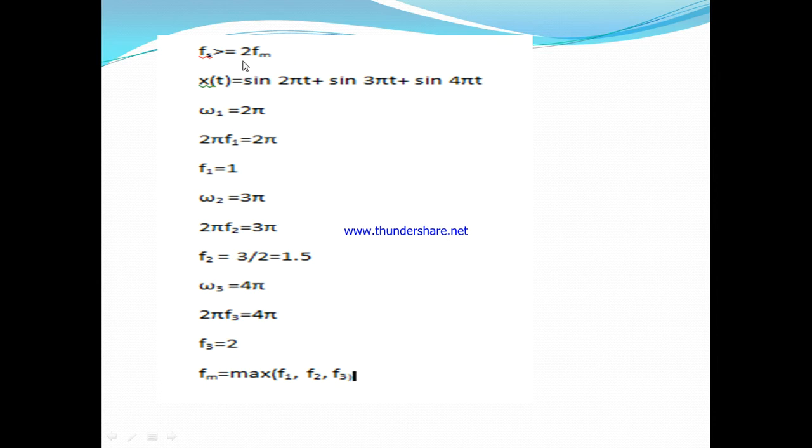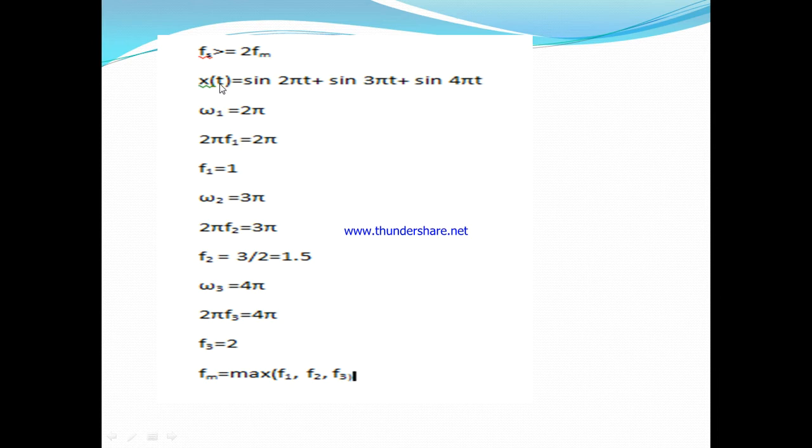So this is the condition for the sampling theorem: Fs greater than or equal to 2 into Fm. Fs is the sampling frequency and Fm is the maximum frequency of the message signal. So the sampling frequency should be greater than or equal to 2 into Fm.